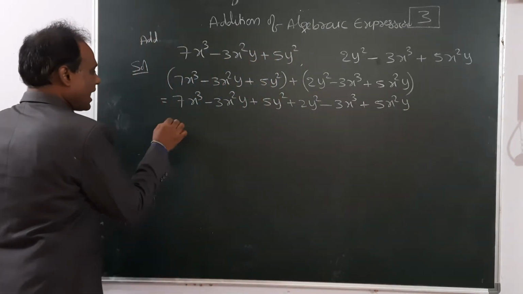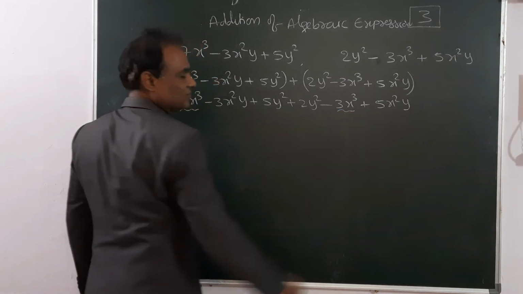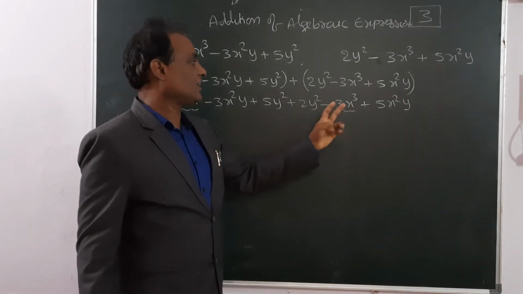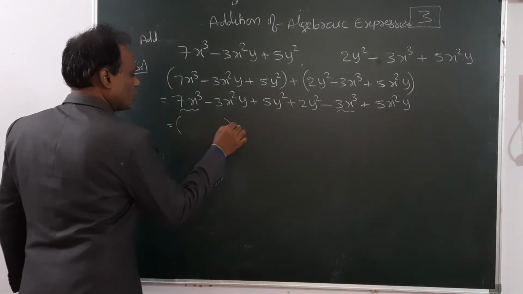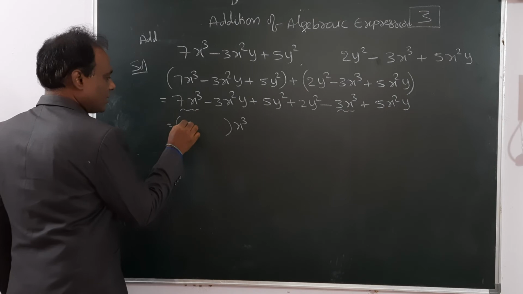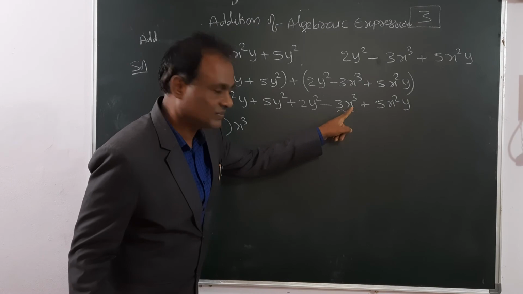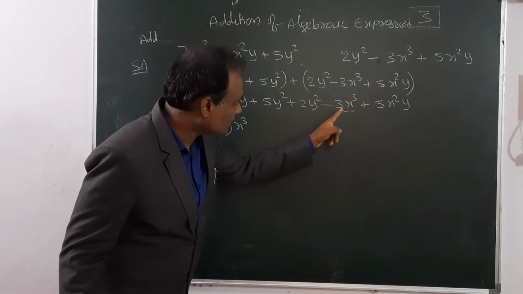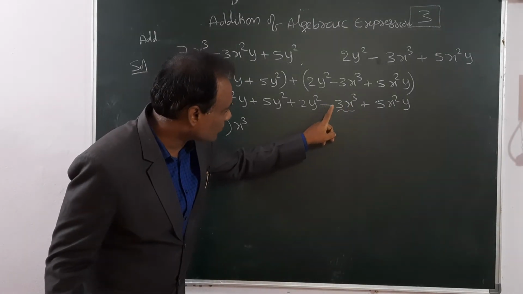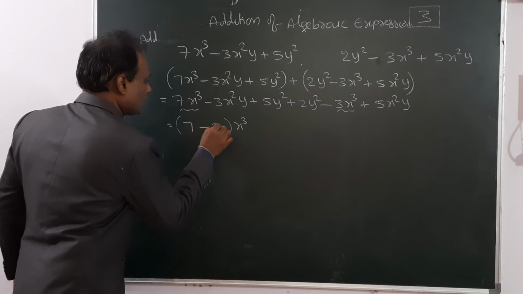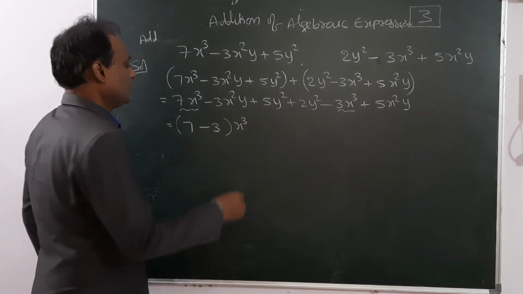Now add the like terms. What are the like terms? This and these are like terms, like apples. X cube: take x cube common. Here 7 remains. Where is another x cube term? Here. What is its coefficient? Not 3, it is minus 3. So the x cube coefficients are 7 and minus 3.